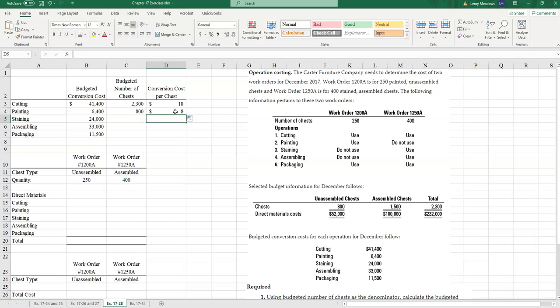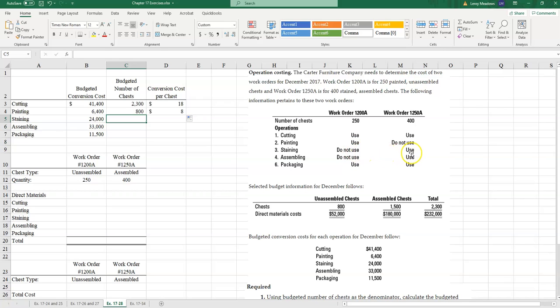Now let's take a look at the staining. We have $24,000 worth of budgeted conversion costs. Now we have to figure how many chests are going to pass through that. Well, we're told here that unassembled chests of 800, which is what work order 1200A is, does not use the staining process because they've been painted.